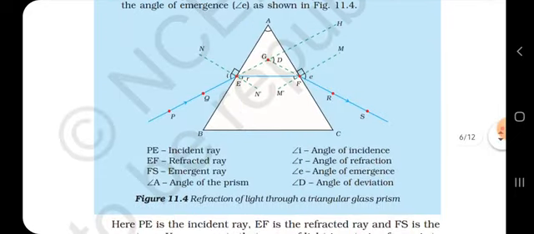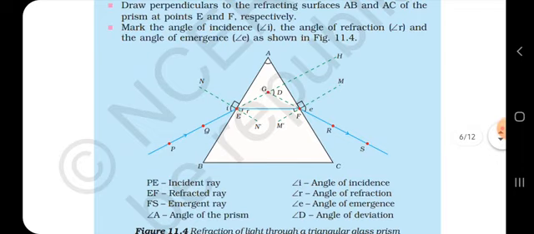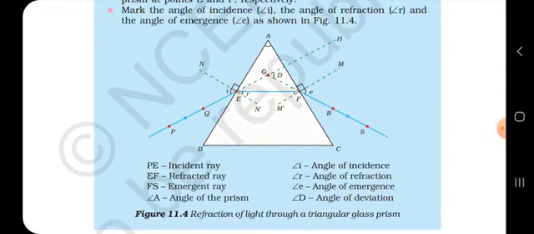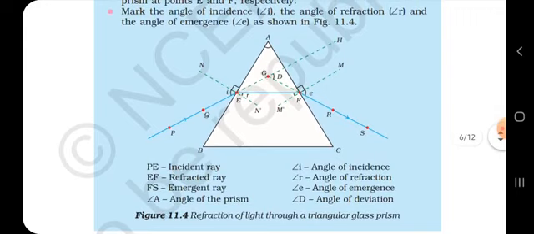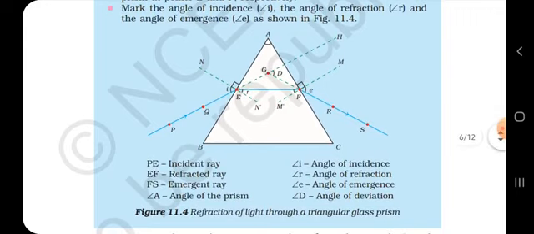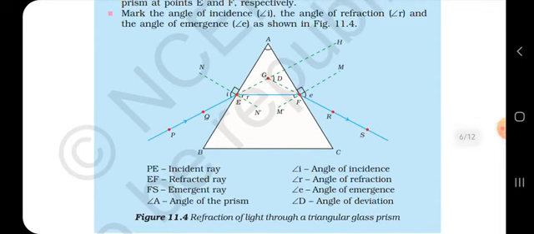Here you can see that AB is the first refracting surface, also known as the inclined plane. Another is AC, and the base is BC. So we have a triangular prism named ABC, with sides AB, BC and AC. The light is incident on the prism along PE, and then it moves on towards GH.